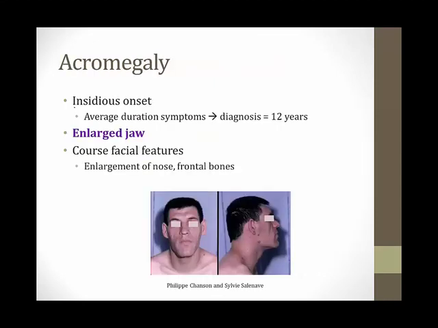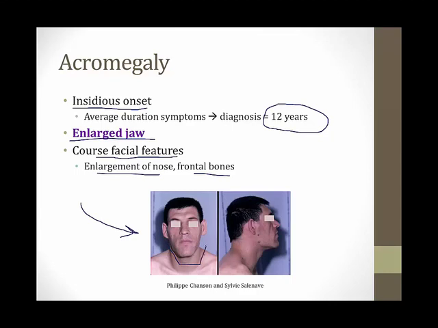Acromegaly is very rare, and it's difficult to diagnose because it has a very slow, insidious onset. The average duration from symptoms to diagnosis is 12 years. One of the characteristic features is an enlarged jaw. The growth hormone drives changes in the bones of the face. In addition, there will be coarse facial features like enlargement of the nose and the frontal bones. Shown on the screen here is a classic picture of a man who has acromegaly. You can see that he has this square jaw and this very bony face that is somewhat large, and that is typical of people who develop acromegaly.